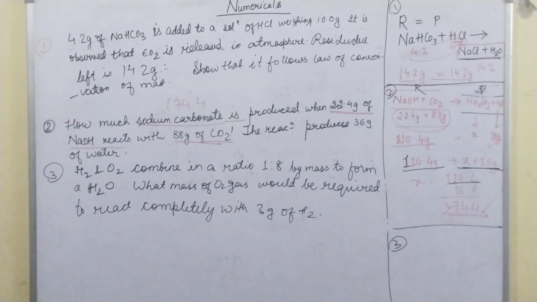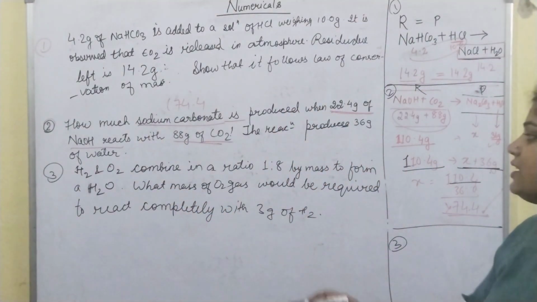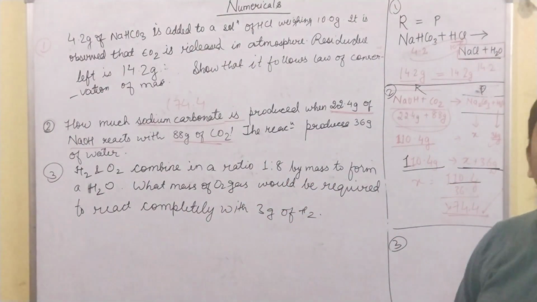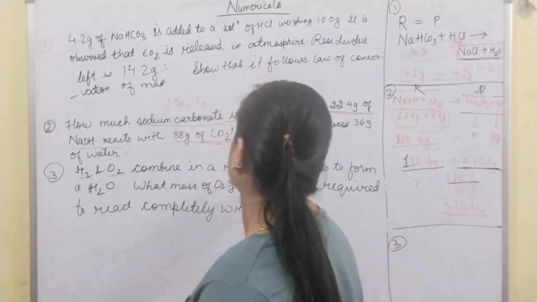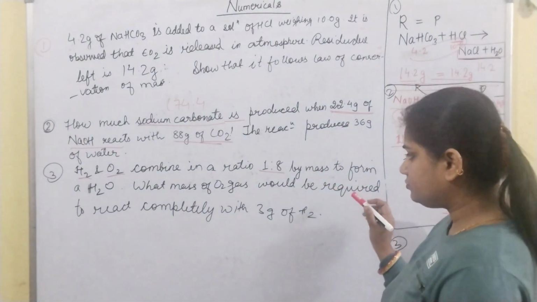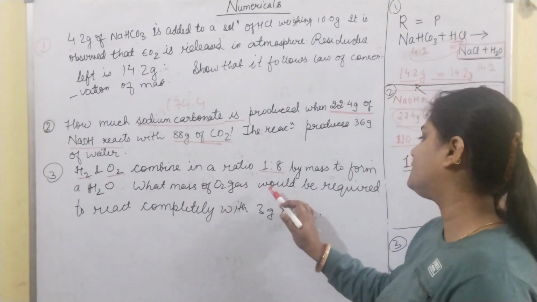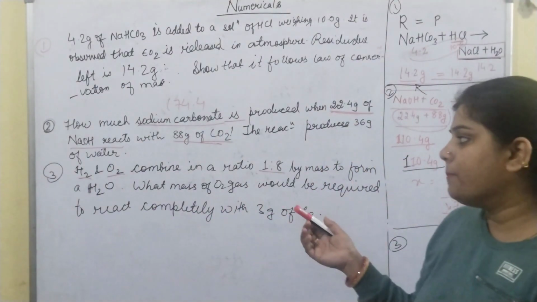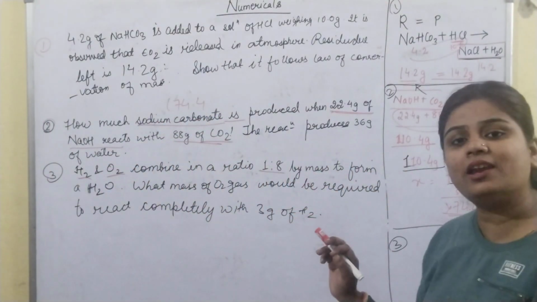Hydrogen and oxygen combine to form water in a ratio of 1:8 by mass. What mass of O2 gas would be required to react completely with 3 gram of H2? That means H2 and O2 combine in a constant ratio.